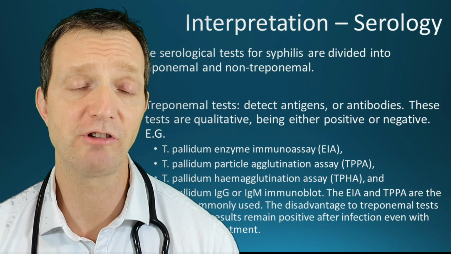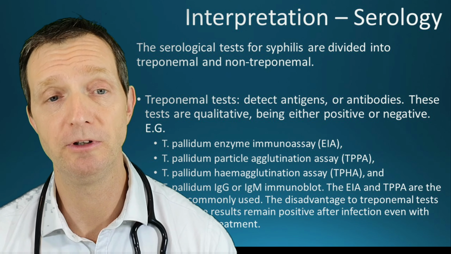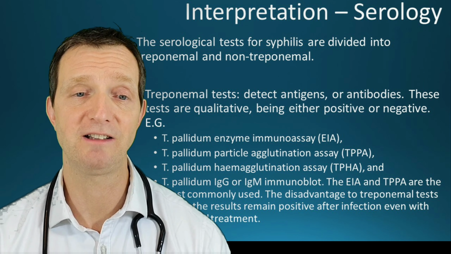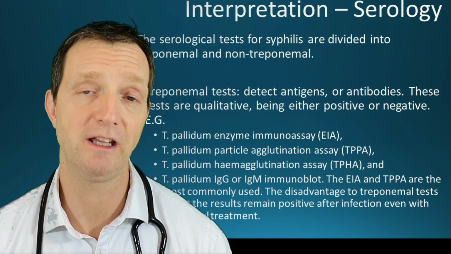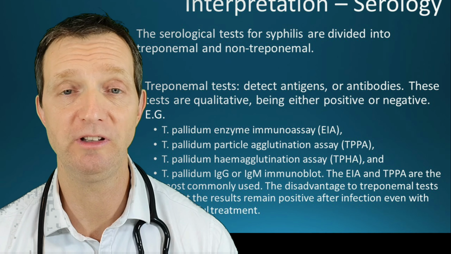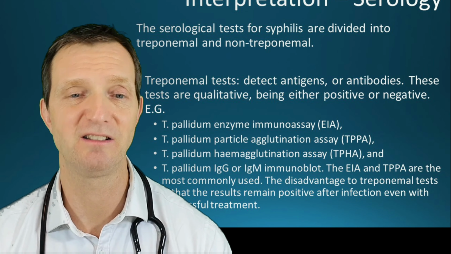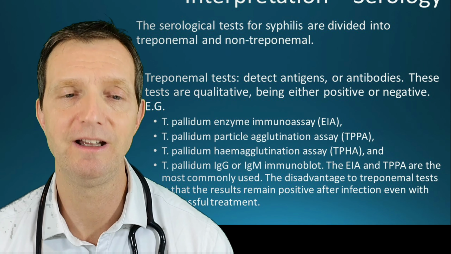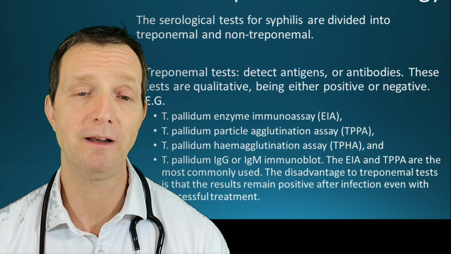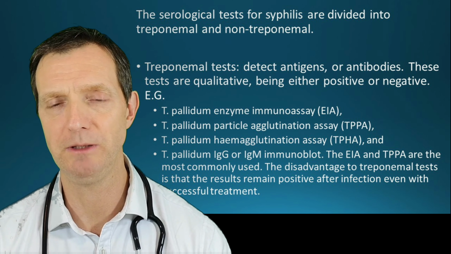So the serological tests for syphilis are divided into treponemal and non-treponemal tests. Now the treponemal tests detect antigens or antibodies, and these tests are qualitative. What that means is they either give a positive or a negative. Now the antibody test, which we usually use in the UK, but most of Europe and North America use it as well, is the EIA test, and I just call it the antibody test. The other test that we commonly do is the Treponema pallidum particle agglutination assay. That's obviously quite a mouthful, so we just call it TPPA.